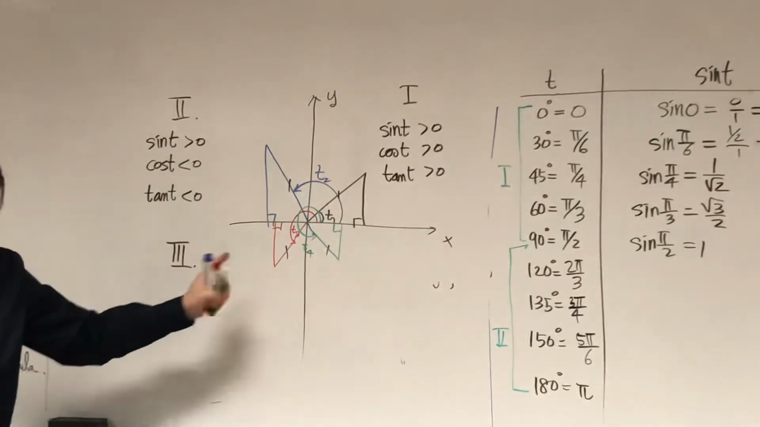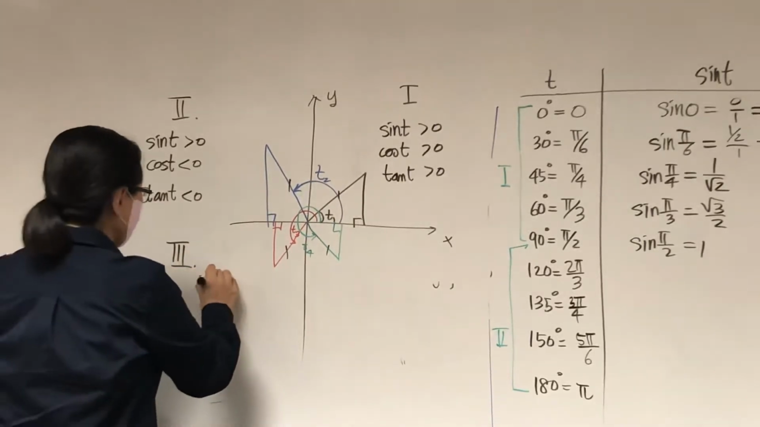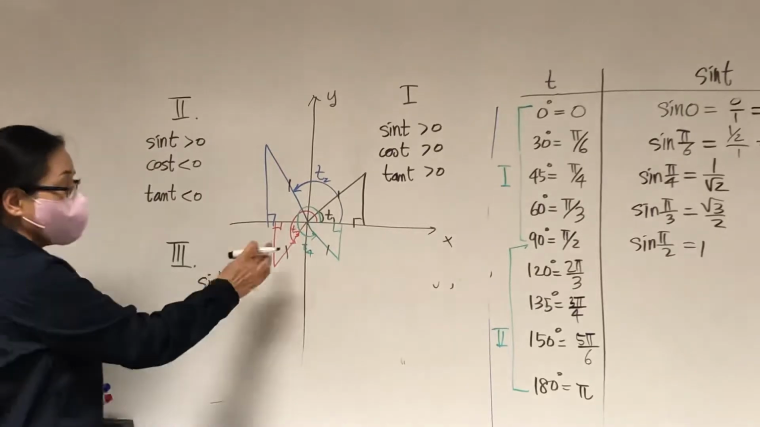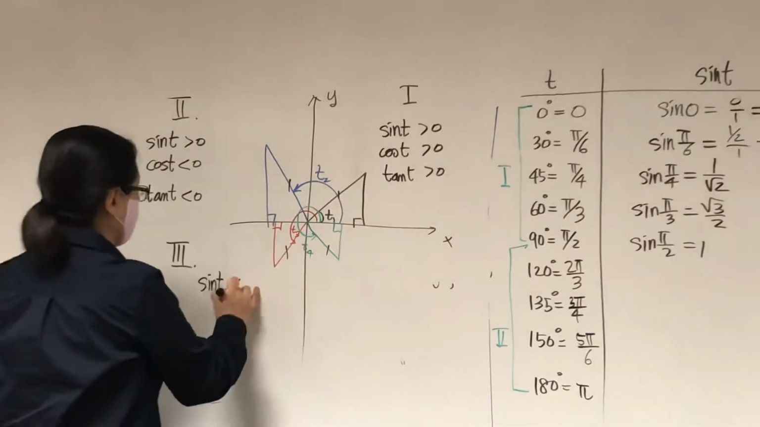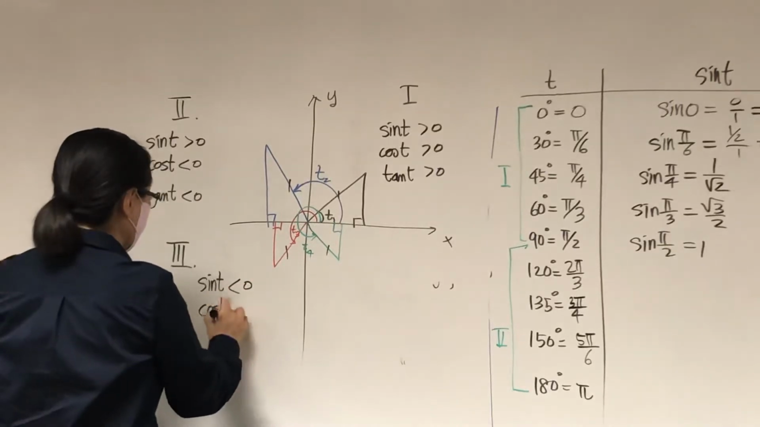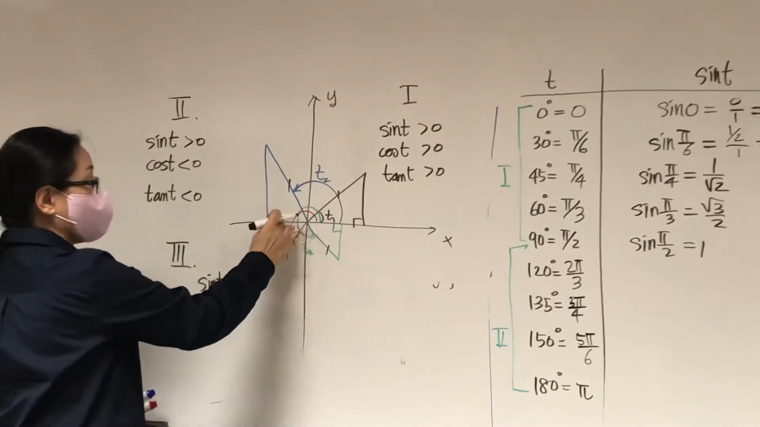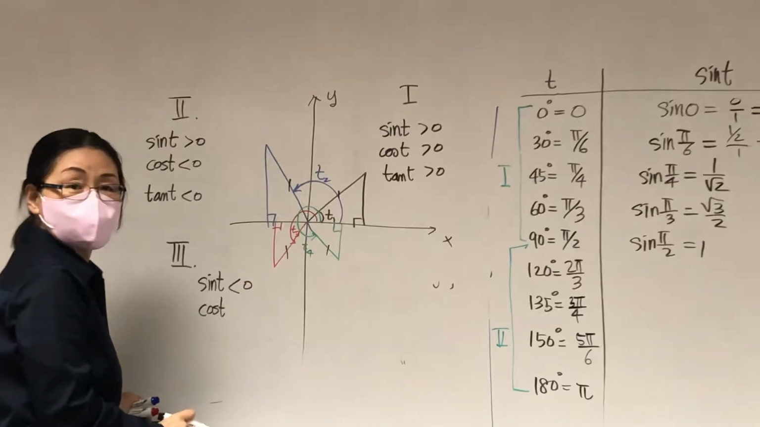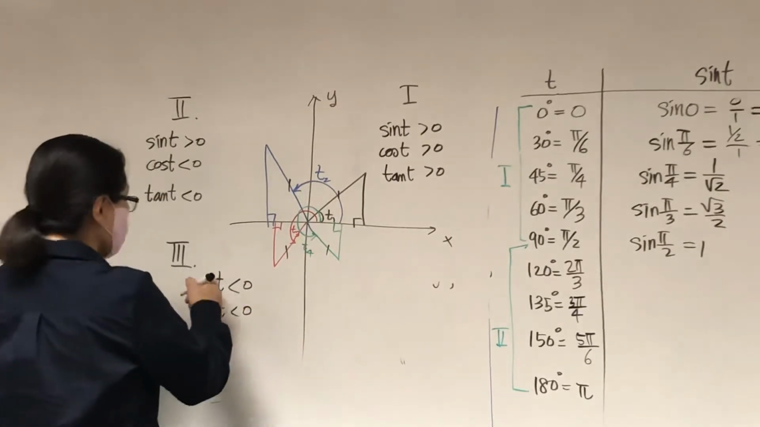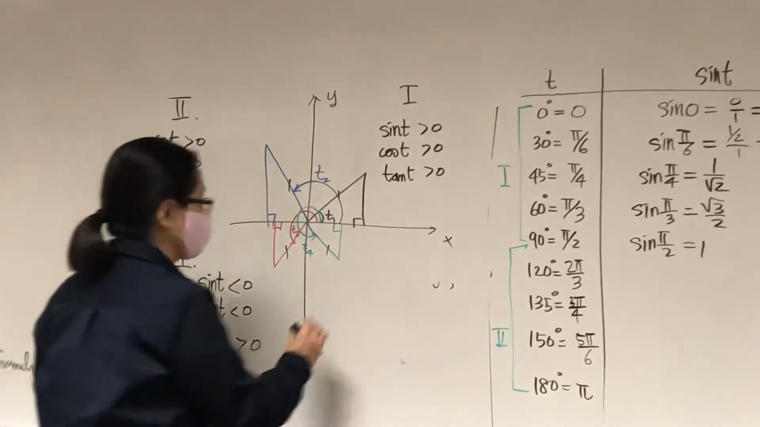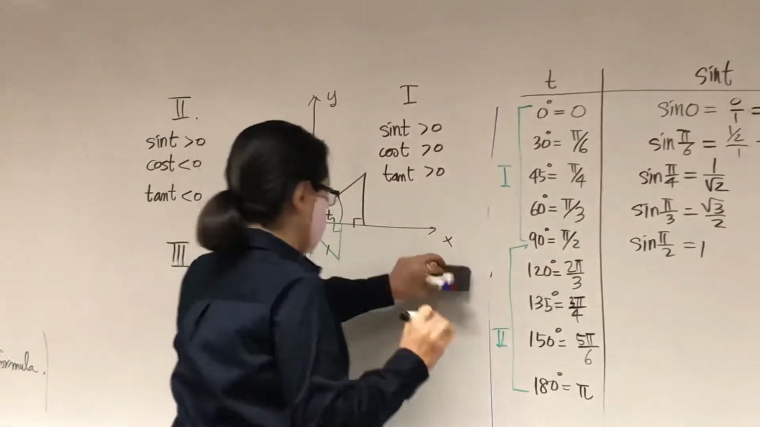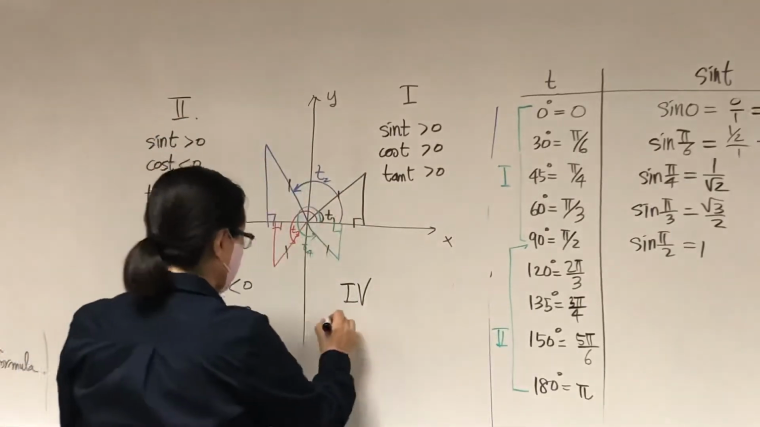Here. Your sine is what? See here, sine is from here to here. This is negative. Your cosine is negative because this is negative. So both are negative, tangent t is what? Positive. Good. Fourth quadrant.